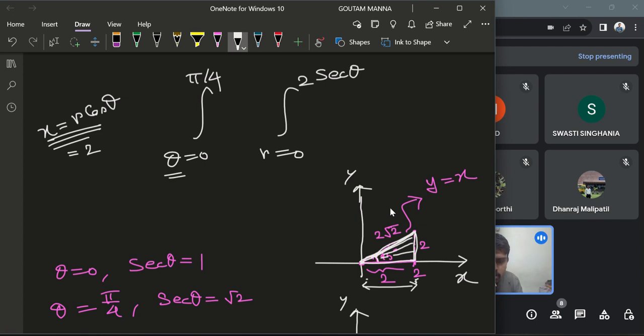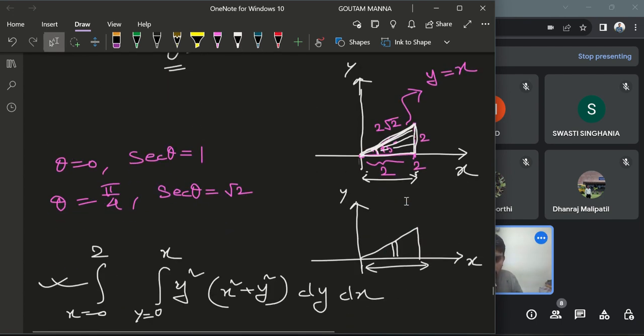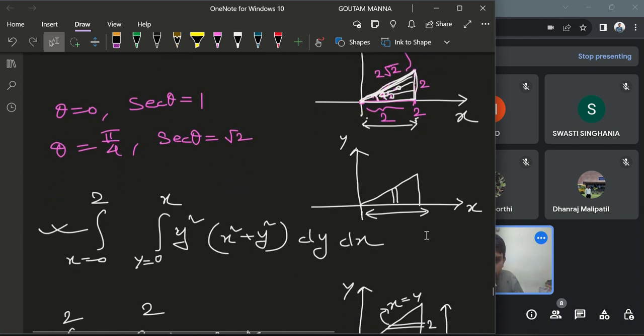So throughout this triangle we need to integrate. This is the same triangle, and this line will be y equals x because this angle is 45 degrees, right? So in that case, there are two ways I can integrate.